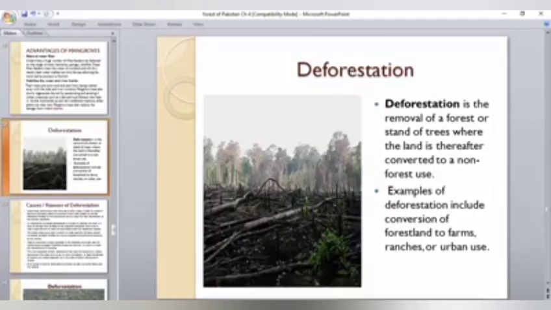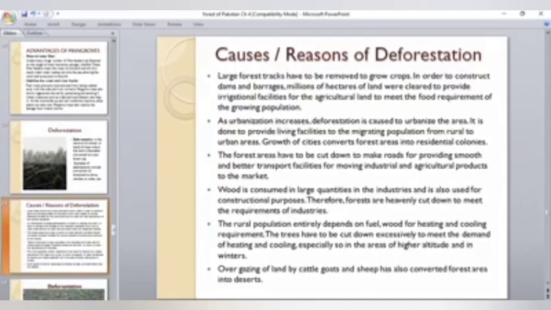Deforestation means the removing of the forest for different purposes. Cut down the trees for different purposes. Causes and reasons why people do this. Large forest tracts have to be removed to grow crops.